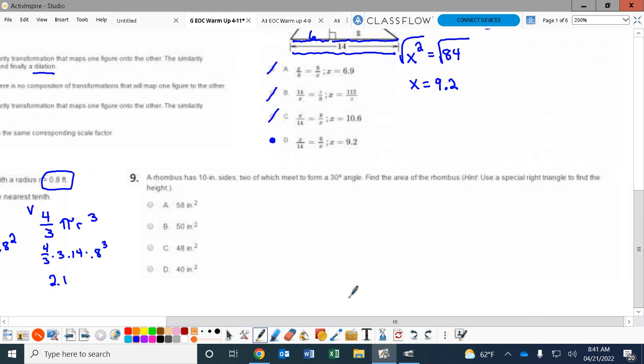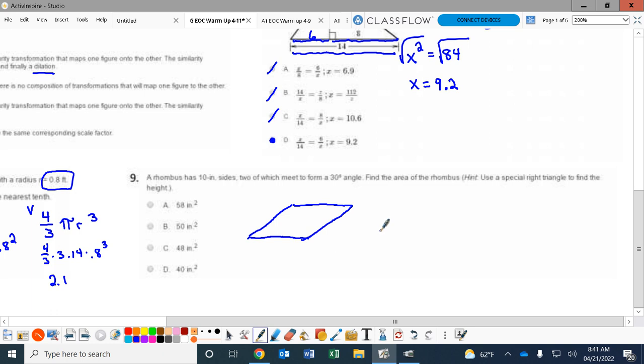Okay, last one today says a rhombus has 10-inch sides. Two of them meet to form a, oh, trig, guys, come on. Or 30, 60, 90 special right triangles, probably. So let's draw this shape. I'm going to try to draw a rhombus. It's not going to be great, but we'll deal with it. Okay, here's approximately a rhombus.